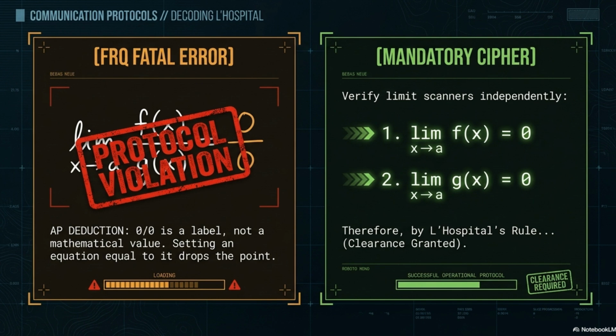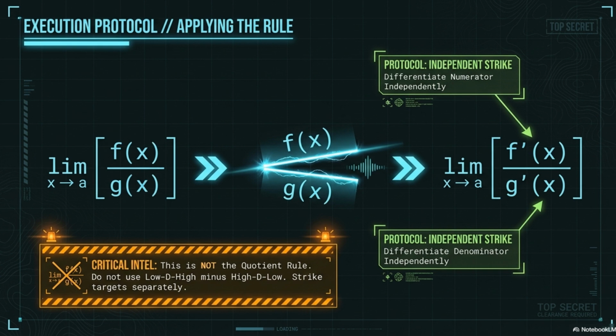Strict communication protocols must be followed to decode L'Hopital. Setting an equation equal to 0 over 0 is a fatal protocol violation that will drop your AP point, because 0 over 0 is a label, not a mathematical value. Your mandatory cipher requires you to verify the limit scanners independently. You must explicitly show that the limit of the numerator equals 0 and the limit of the denominator equals 0 before clearance is granted. Once cleared, you initiate the execution protocol.